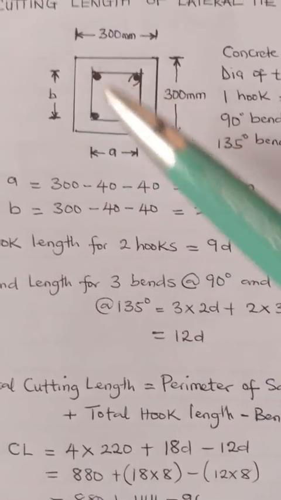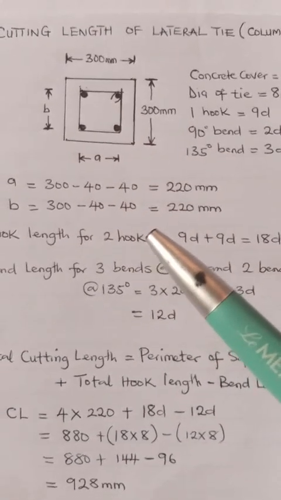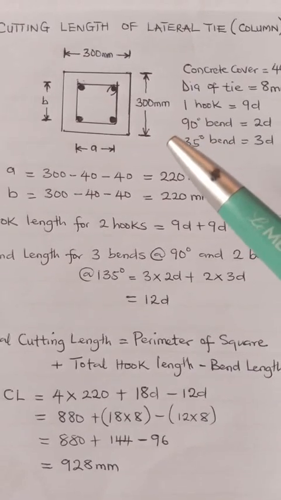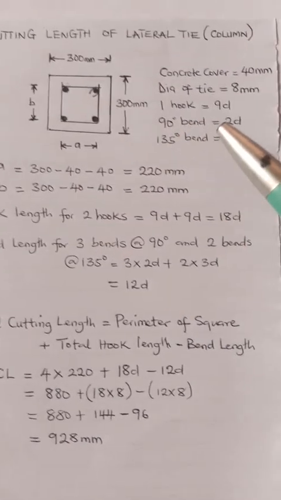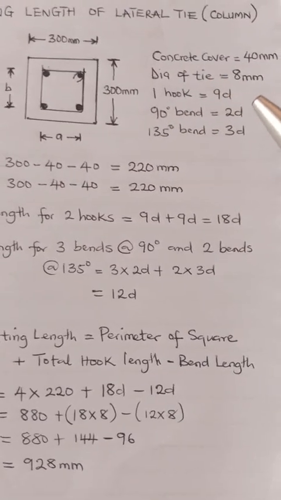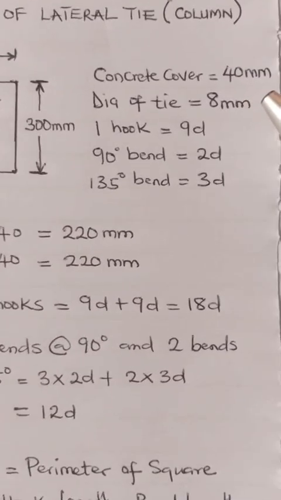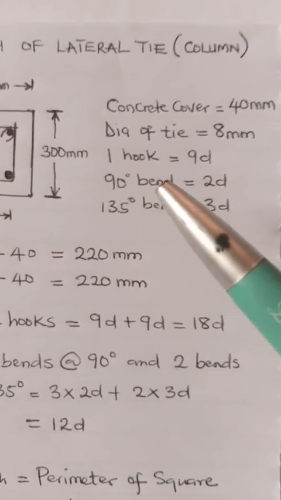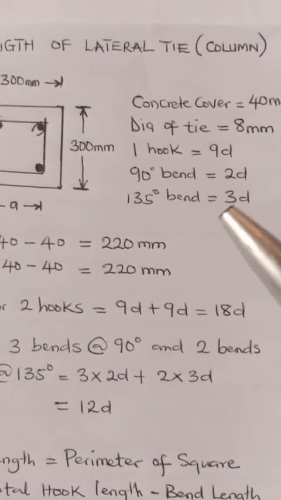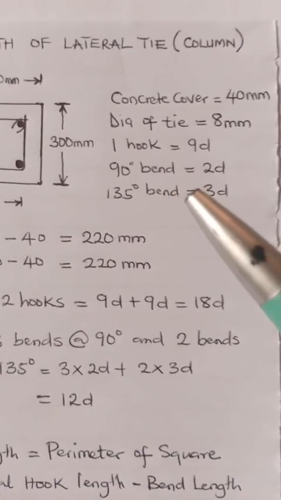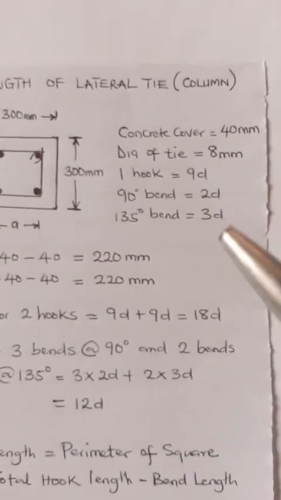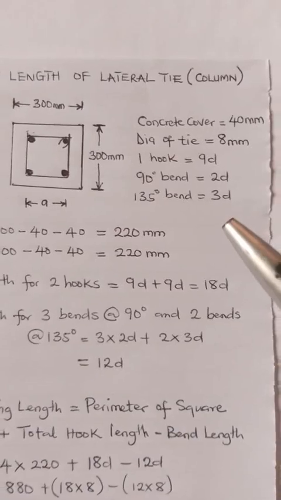this lateral tie, for a square column of 300 by 300 millimeters, we are considering the concrete cover as 40 mm, then diameter of ties as 8 mm, then one hook is equal to 9D, then 90-degree bend is equal to 2D, then 135-degree bend is equal to 3D.